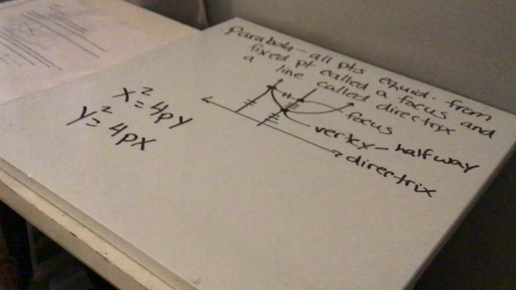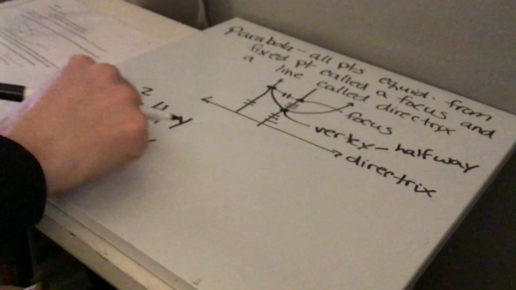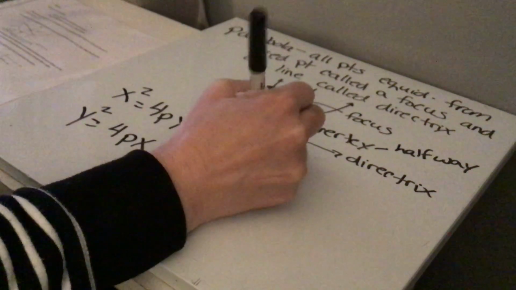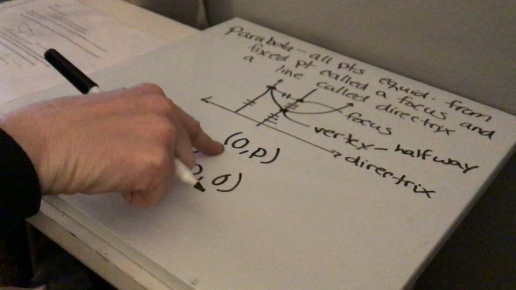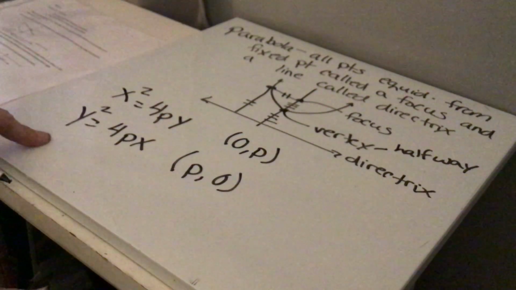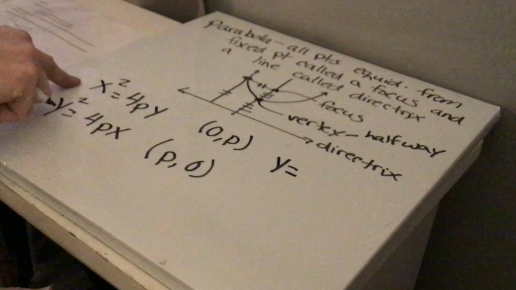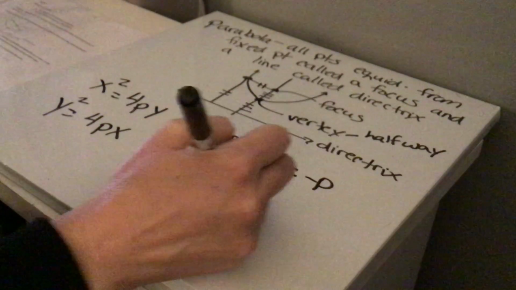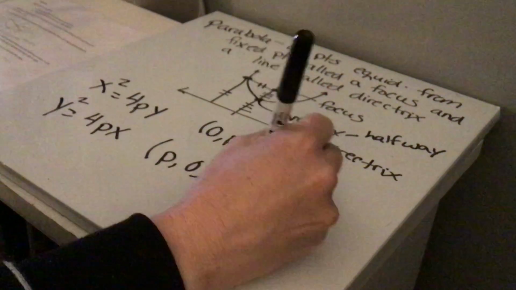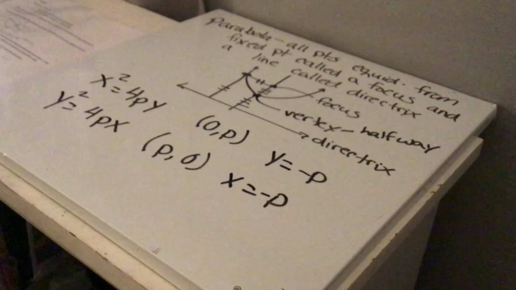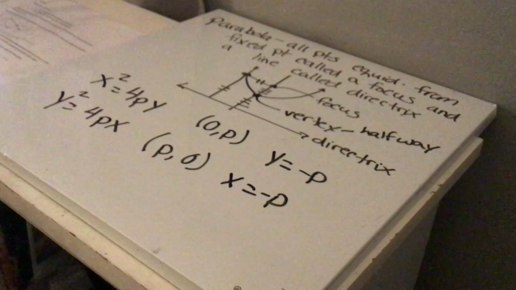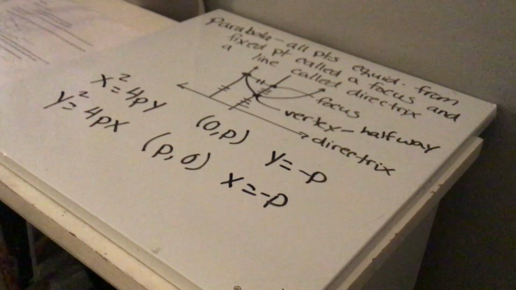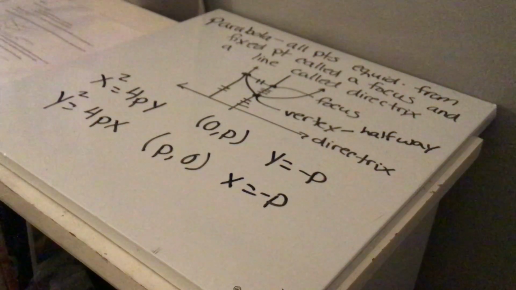P tells us how far it is to the focus and the directrix. So the focus is going to be at (0, p) or at (p, 0). If it opens up or down, it's at (0, p). If it opens left or right, it's at (p, 0). The directrix, if it opens up or down, is y equals the opposite of p. And if it opens left or right, x equals the opposite of p. And then if x is squared, you have a vertical axis of symmetry. And if y is squared, you have a horizontal axis of symmetry. Okay?